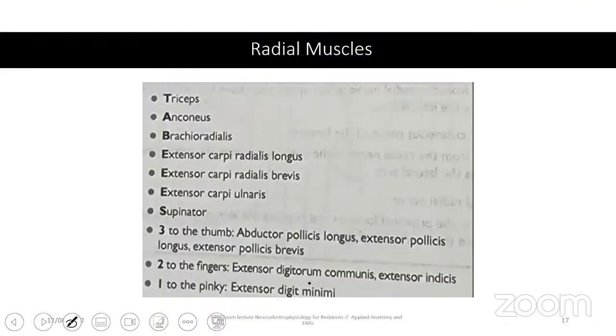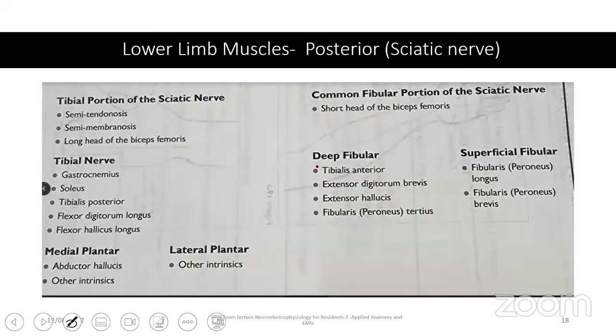Then you have the radial muscles which should have come earlier. That is triceps, brachioradialis, extensor carpi radialis longus, brevis, ulnaris, supinator, and the abductor pollicis longus. These are the muscles which we have to remember while doing EMG. The posterior aspect of the limb, that is the tibial portion of the sciatic nerve, semitendinosus, semimembranosus, long head of biceps femoris, gastrocnemius, soleus. We usually do these two muscles, flexor digitorum longus and hallucis longus occasionally, and the abductor hallucis and other intrinsic muscles are rarely targeted.